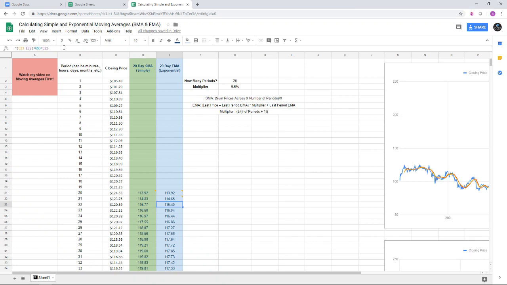Now, it's something to note that to get a true EMA, you need quite a few data points. So even though technically we have an EMA on the 21st data point here, which is the second data point in our series, it doesn't truly become an EMA until another 30, 40, 50 data points. It takes a while for the exponential process to kick in effect.